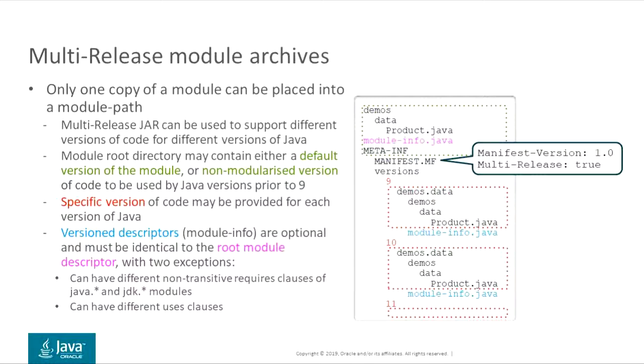So that's up to you. How would you like to treat it? Because you may create a module that could work with, for example, versions of Java before modules became available, and then you can have the same archive used for the later versions as well. That's entirely up to you. At least you have that flexibility of choice now.